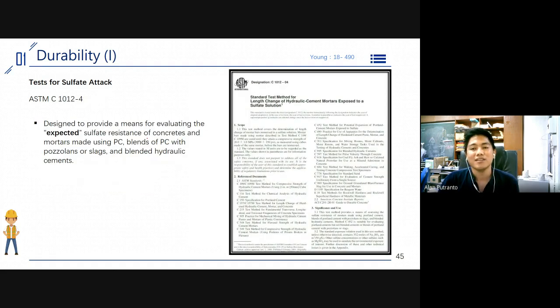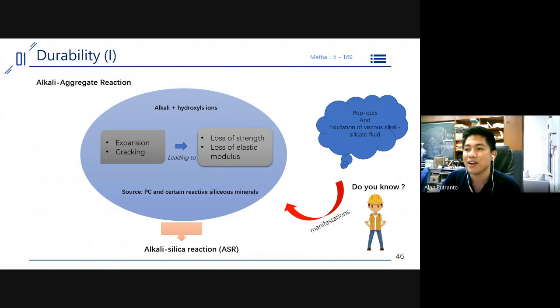And another one is ASTM C1012. That's designed to provide the means for evaluating expected behavior. I'd like to highlight the word expected, because this also cannot be a good judgment to say whether our concrete structure is attacked by sulfate or not, but it is just for evaluating. Okay. So this one I told you before, for the alkali aggregate reaction.